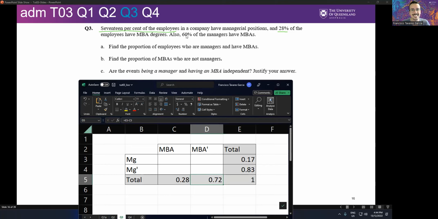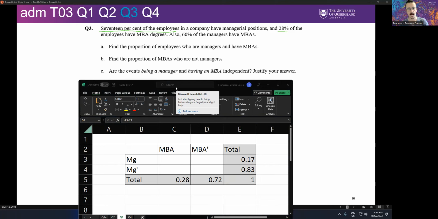Now, challenge. Also, 60% of the managers have MBAs. How do we do that? Does someone want to jump in and explain or send something on chat? So 60% of the managers have MBA. Are we talking about only the employees who have managerial positions? Or are we also talking about the employees who don't have managerial positions?